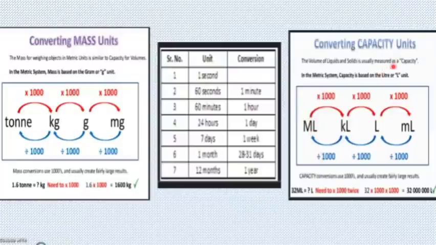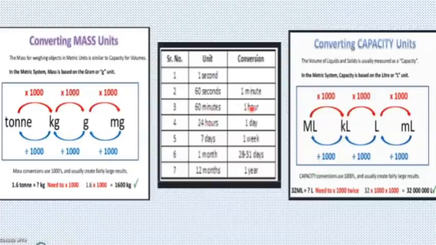See converting capacity units. 1000 ml makes 1 liter, 1000 liters makes 1 kiloliter, and 1000 kiloliters make 1 megaliter. This is not milliliter but megaliter. Converting it from greater to smaller, you have to multiply, and from smaller to greater, you have to divide.